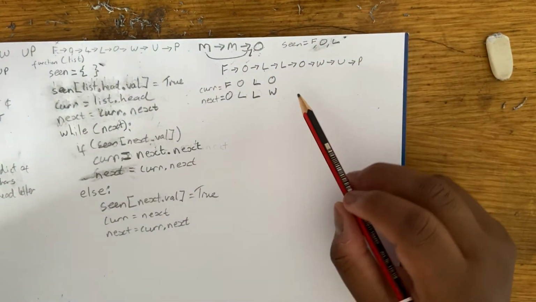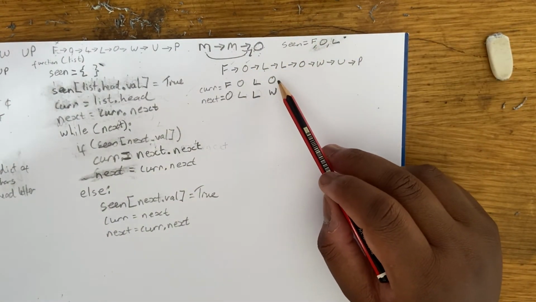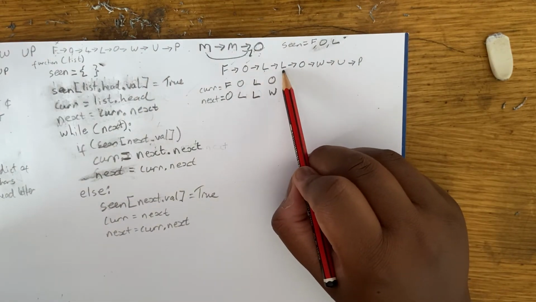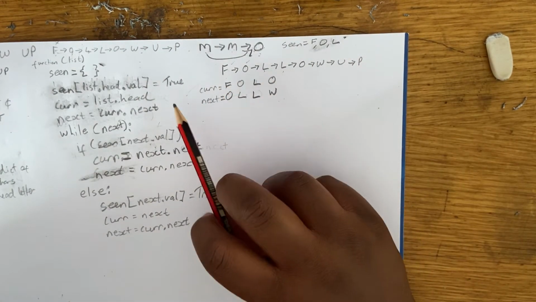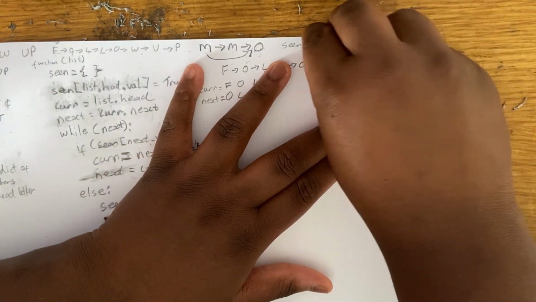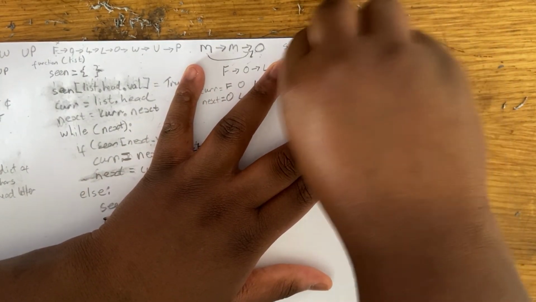Shoot. Oh my goodness, I keep losing my track. Okay, so L is the current, and then that's the next. Okay, wait. Shoot. Let's do it again. Oh, shoot. This is taking up so much of my time.